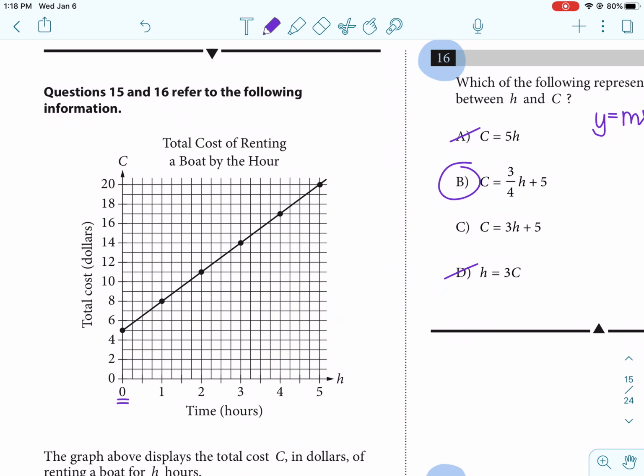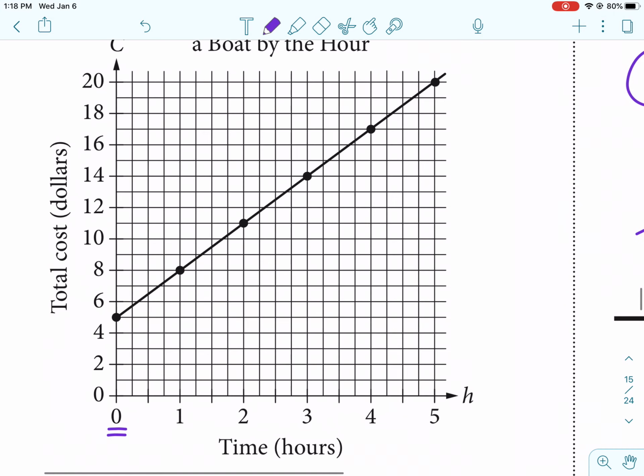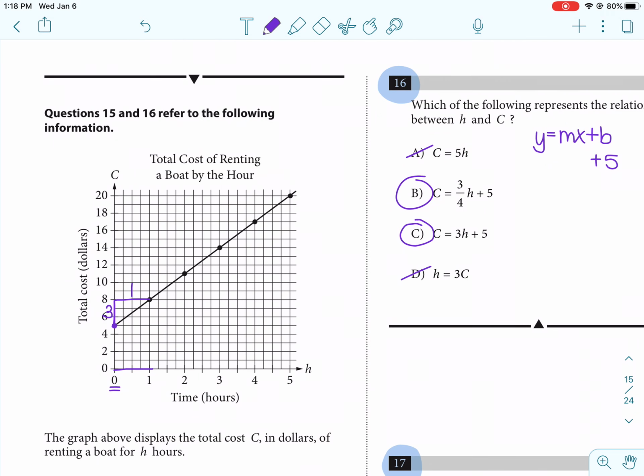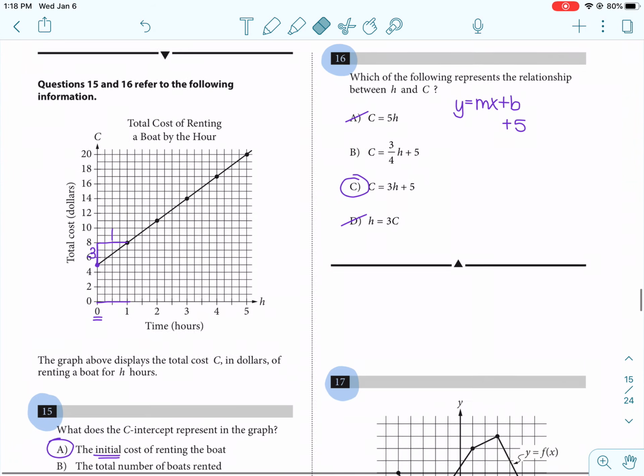However, look at the axes. When I go from here to here, it only went over 1. It went from 5 to 8, which means it went up 3 over 1, which is a slope of 3. So you should have chosen C. I definitely wanted to go over that one because it's a super easy mistake to make by looking at that 3/4.